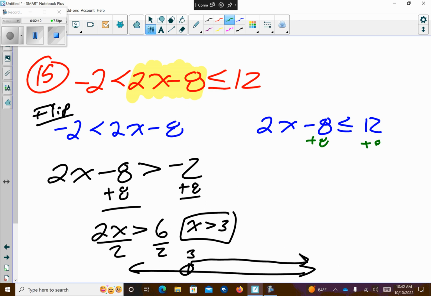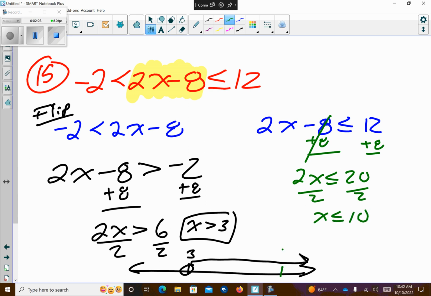Solve the other one. Add 8. Those cancel. Divide by 2. Then 10 falls right here. So that's going to be a solid dot there. And it goes this way.